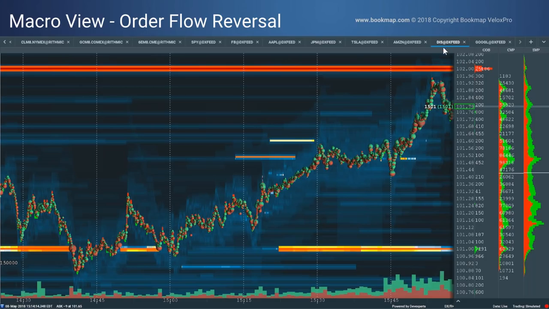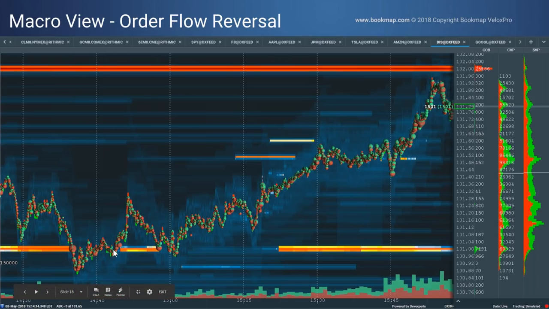We're looking at Disney here. We're moving down into high liquidity. The buyers stay in the book. Sellers take them on, they trade through it. And this is bearish, right? Look at this little area down here. We don't see a lot of transactions. They're not able to take it further.